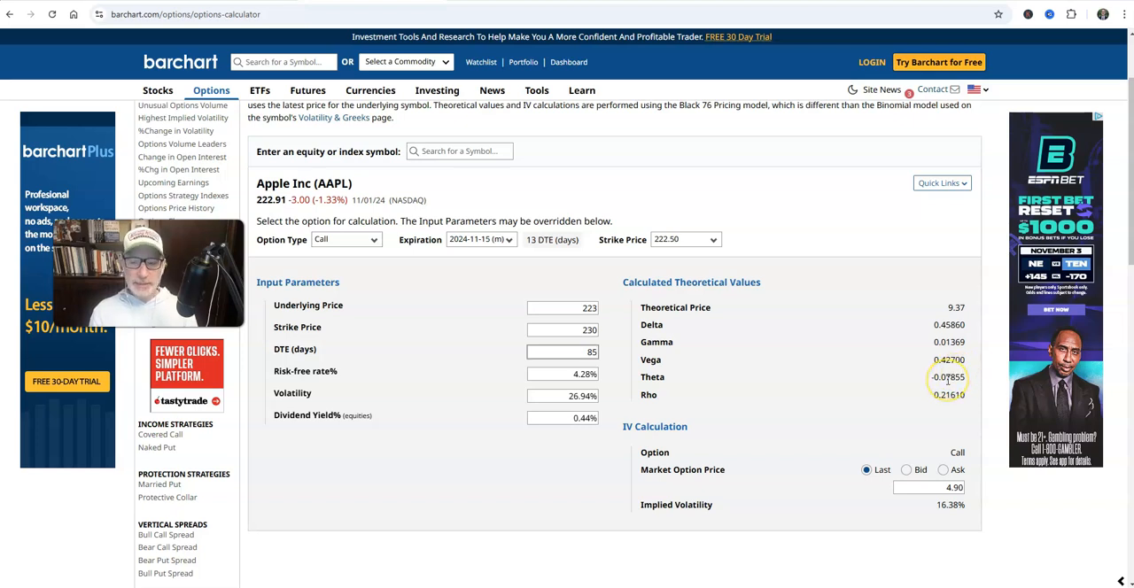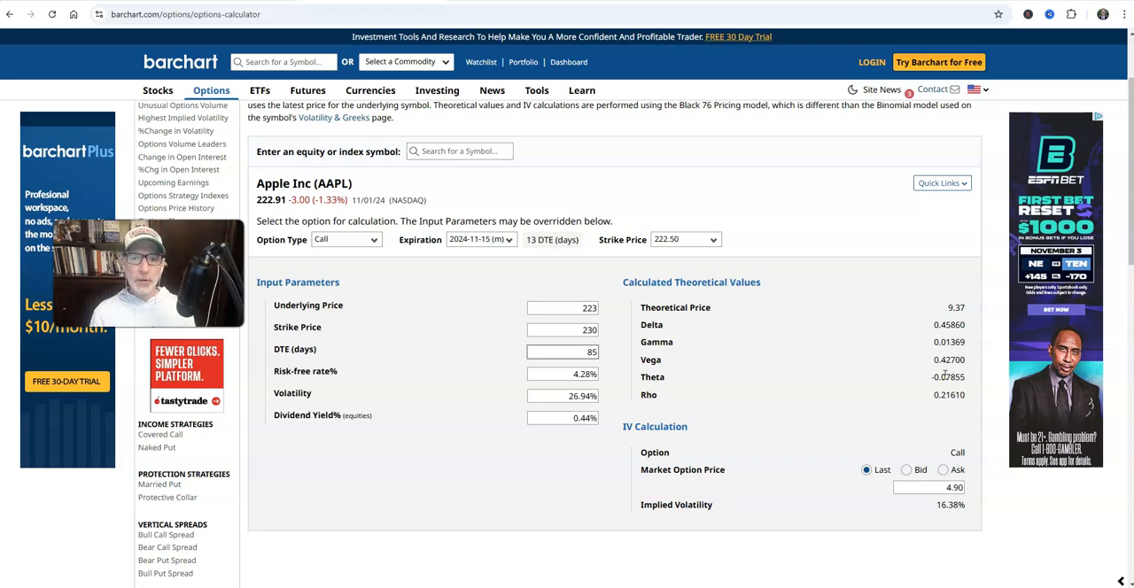It's not moving nearly as quickly as those shorter dated options. As I said, theta really increases the shorter you get to expiration. So that's another reason why lengthening out the days to expiration can help your trades, can help you from losing so much value to time decay.